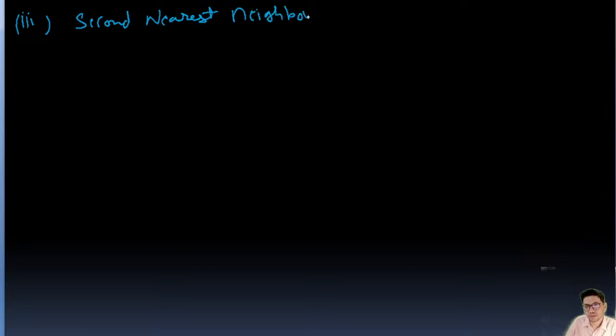Third point is the second nearest neighbor. The number of second nearest neighbors is 6. Then the third nearest neighbor. I'll tell you the trick as well.